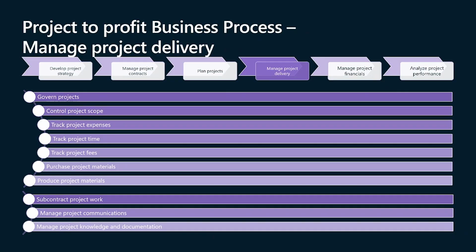Govern projects and control scope to maintain the alignment with the project charter. So tracking time and expenses, fees, using different ways. I will show that in next demo video, how we can do that within Dynamics 365 project operations. There are multiple ways to track the time and expenses, and purchase and produce materials, manage subcontracting and communication. So the material that is needed to complete the project, it's important to track that. And subcontracting and material procurement, like I said before, they are integrated and tracked in the system. So these are all the L3s that we captured.